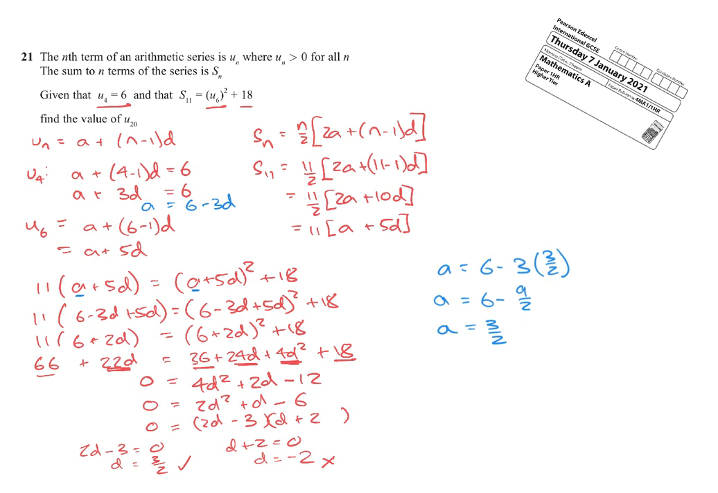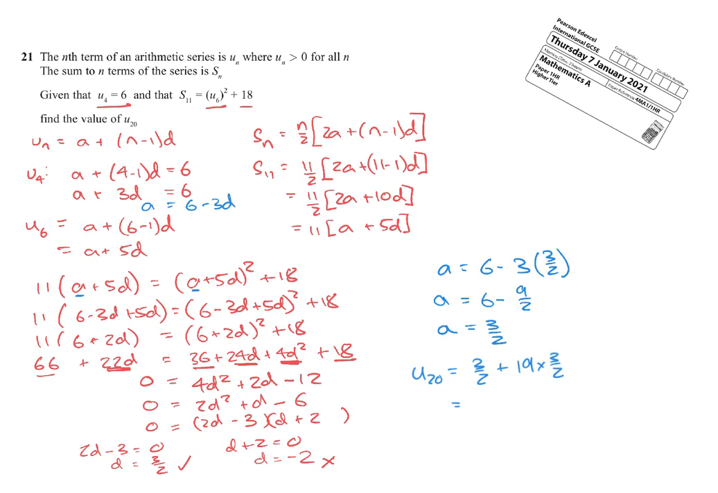Now, a quick look back at the question. It asks us to find the value of the 20th term, U20. So I'm going to use this formula here. I have my value of a, I have my value of d. So I can substitute them straight into this formula here. So I now have U of 20 is equal to a, which is 3 over 2, plus n minus 1. 20th term, 20 minus 1 is 19, so plus 19 multiplied by d, which is also 3 over 2.